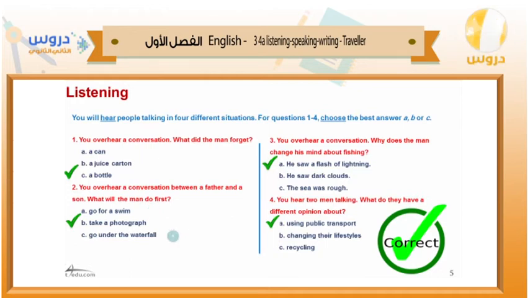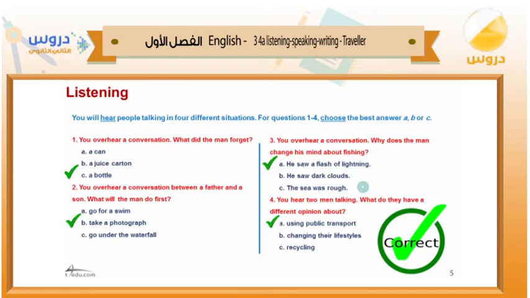But we always need to go back and stick to the question. What will the man do first? Take a photograph. 3, why does the man change his mind about fishing? You heard 2 people want to go fishing, but he changed his mind when he saw a flash of lightning. And he talked about how the clouds were dark, the sea was rough, and too many crazy waves.